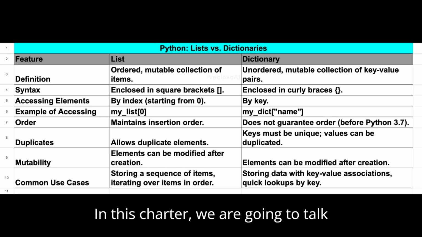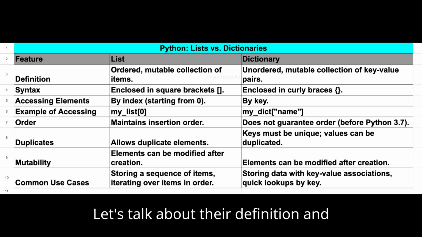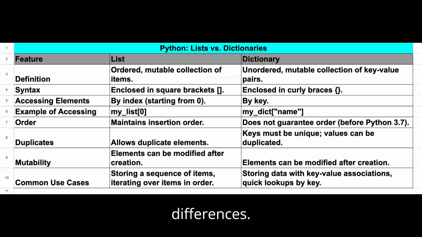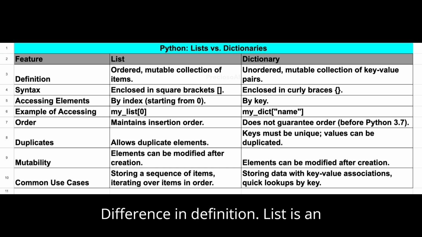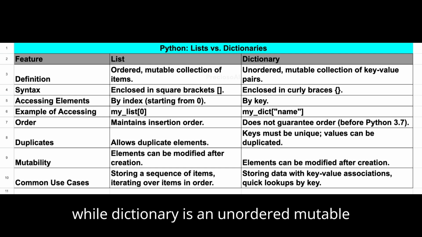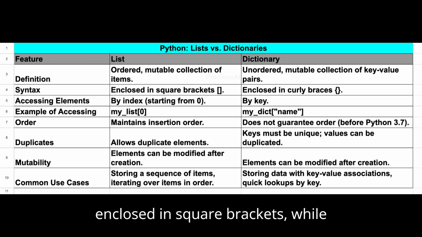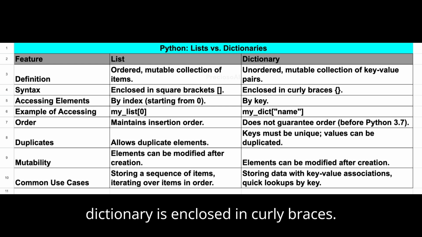In this chapter, we are going to talk about list and dictionary in Python. Let's talk about their definition and differences. Difference in definition. List is an ordered, mutable collection of items, while dictionary is an unordered, mutable collection of key-value pairs. Difference in syntax. List is enclosed in square brackets, while dictionary is enclosed in curly braces.